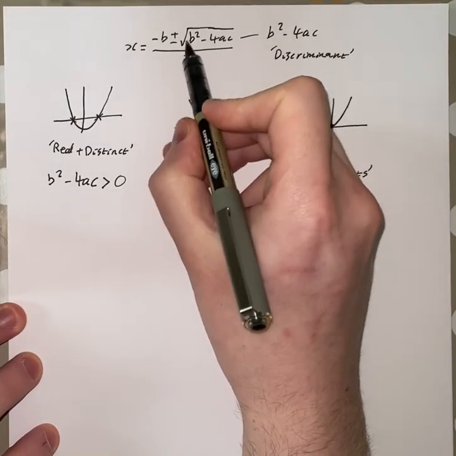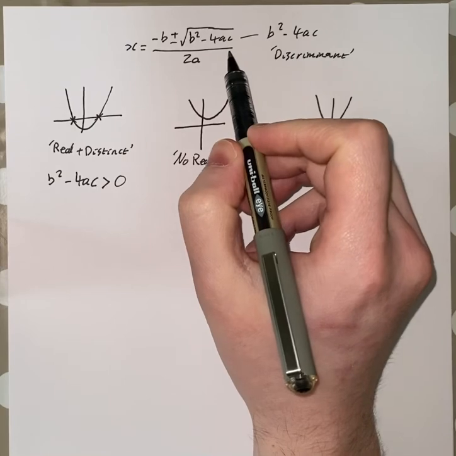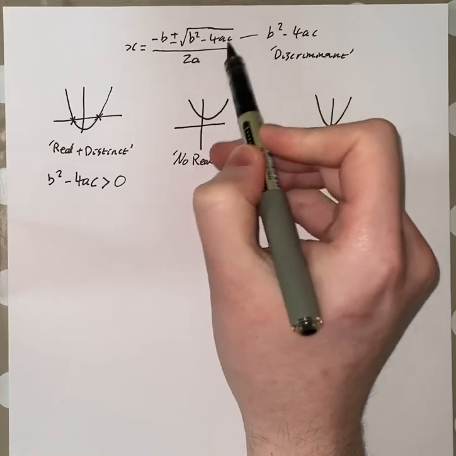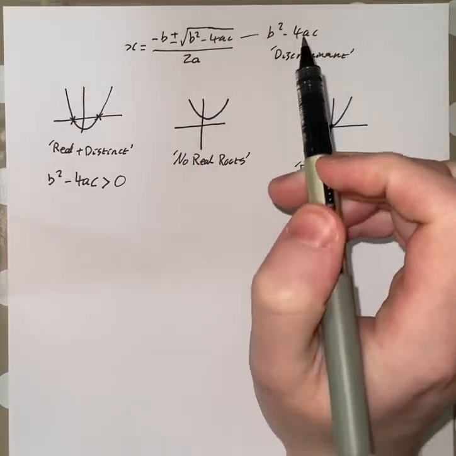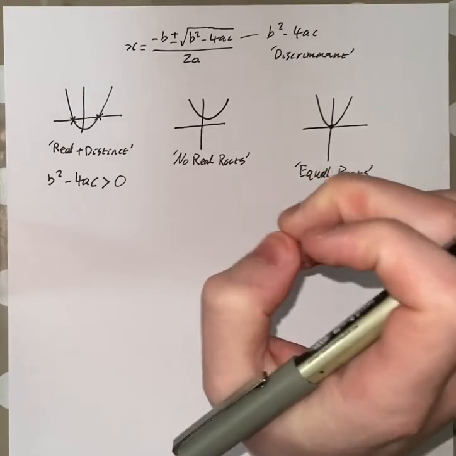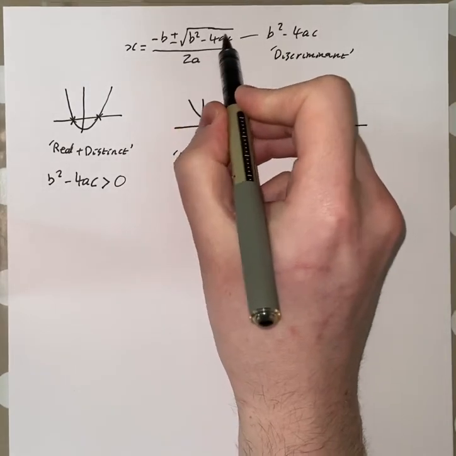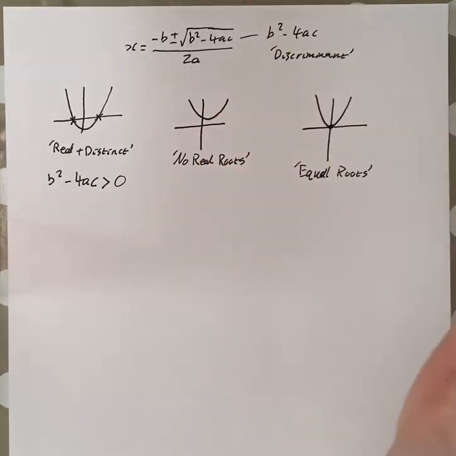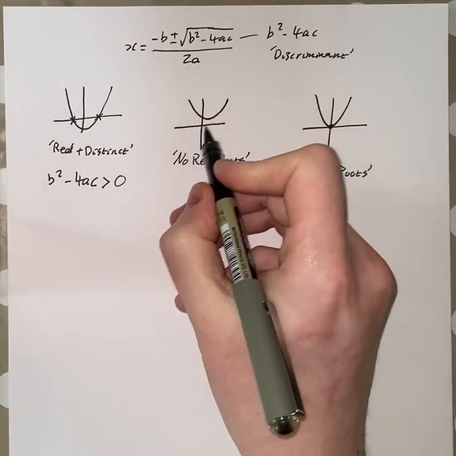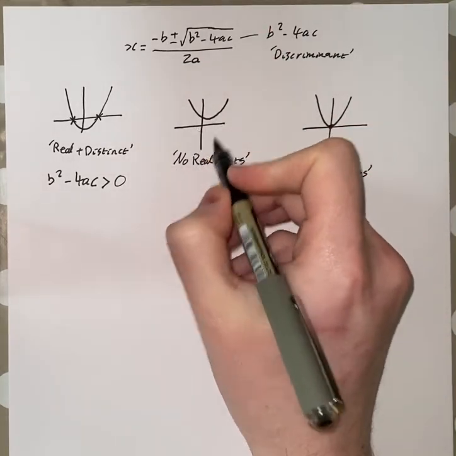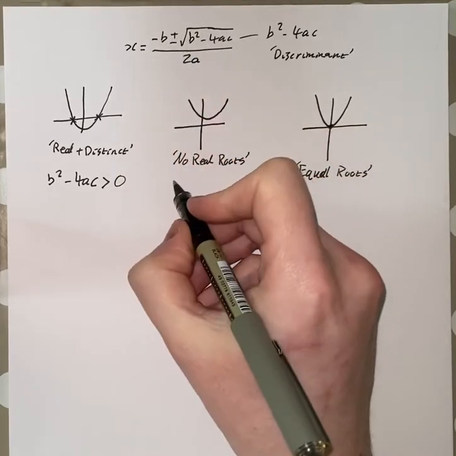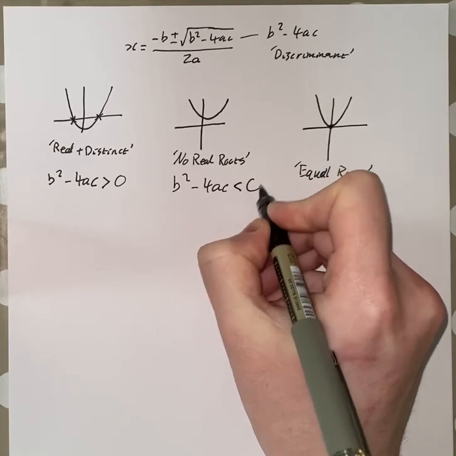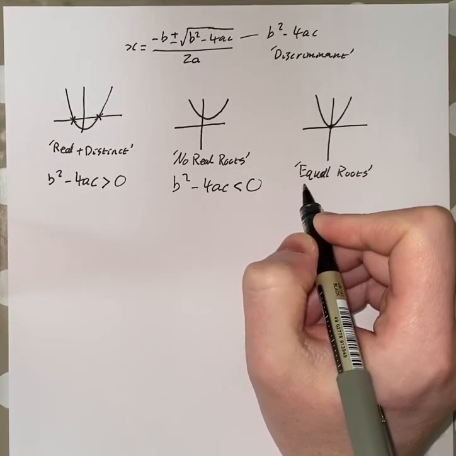If this number is negative, and feel free to pause the video and check this if you like, you should know this already, we cannot do the square root. Pick any number you like, you cannot square root a negative number. So if this value, b squared minus 4ac, is a negative number, then there are no answers. It cannot be calculated, and so the graph would look like this. There are no roots, no solutions to this equation. So we would say that if b squared minus 4ac is less than 0, then there are no real roots.